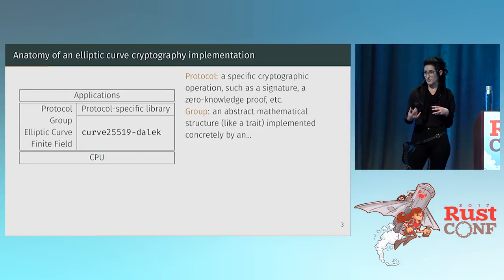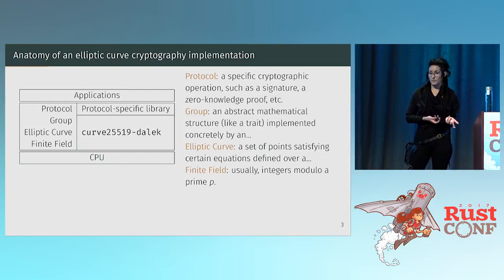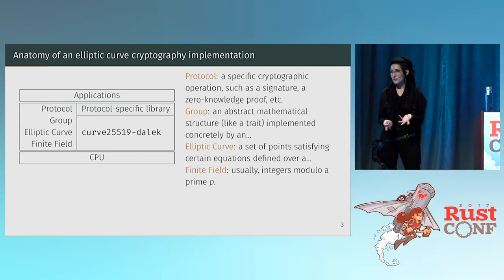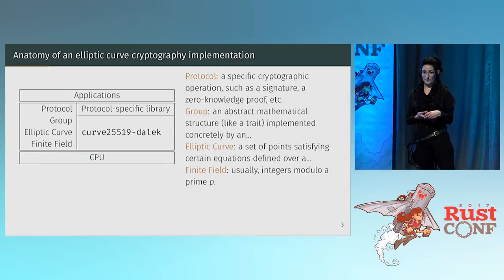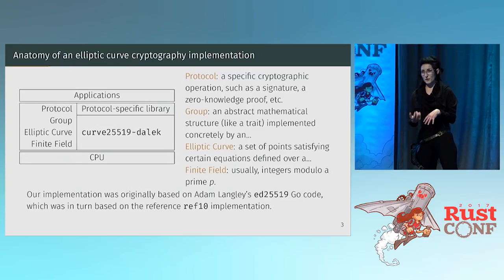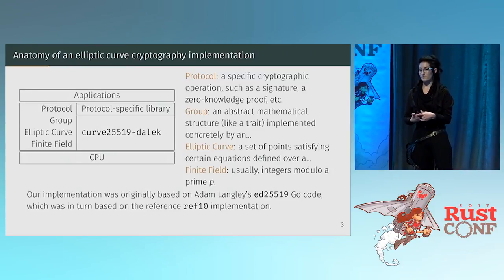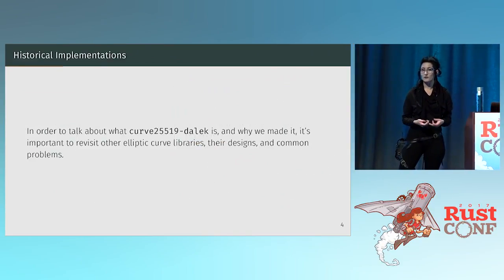You can think of a group essentially like a Rust trait in that it's concretely implemented by an elliptic curve. So the things in the group, in this case, are the set of points satisfying a certain curve equation defined over a finite field. Usually, and in this case, we're talking about the field of integers modulo a prime p. Our implementation was originally based off of Adam Langley's ed25519 Go implementation, which itself was based off of the reference ref10 implementation, just to give credit where credit's due.